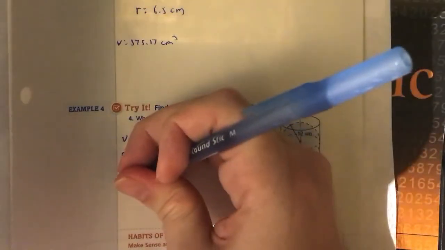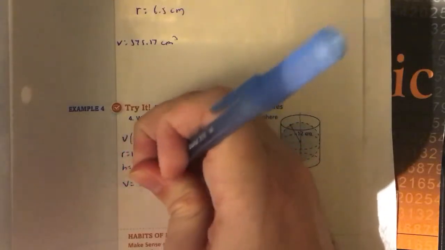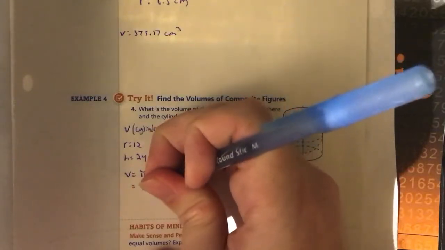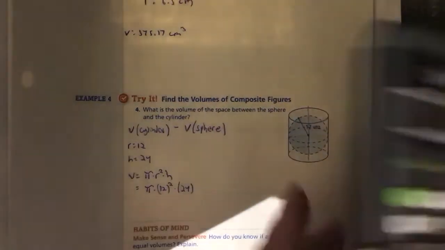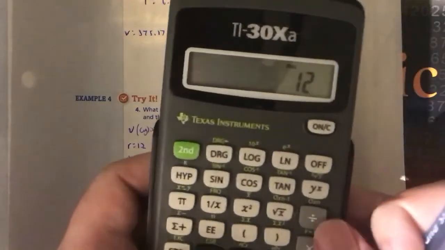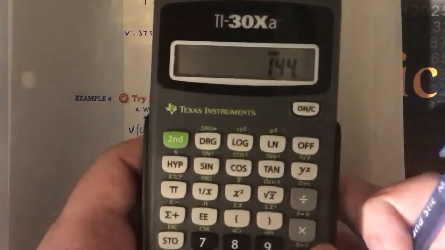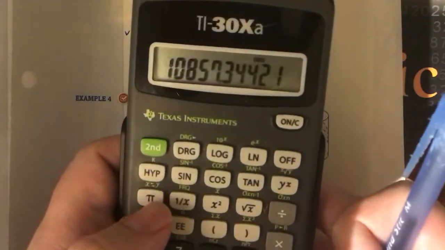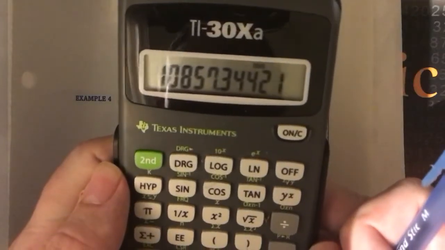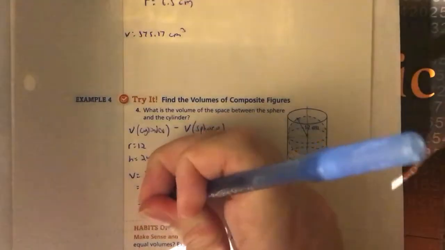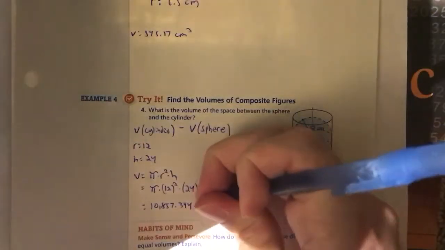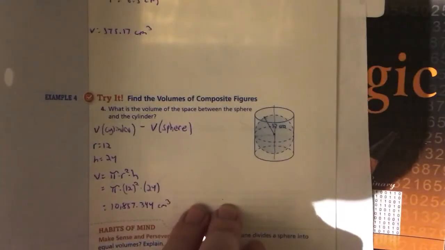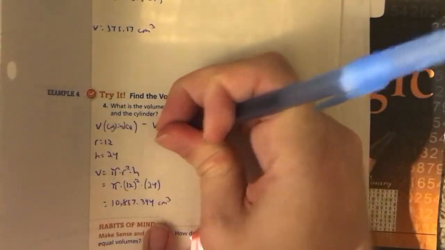The formula for the volume of a cylinder is pi r squared h. So pi times 12 squared times 24. I'll just do that. 12 squared is 144, times 24, times pi. That gives me 10,857.344, and this is centimeters cubed. So I'm halfway done.